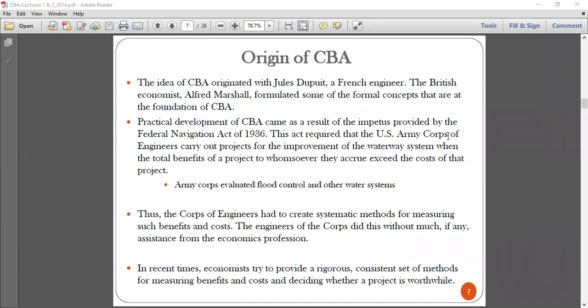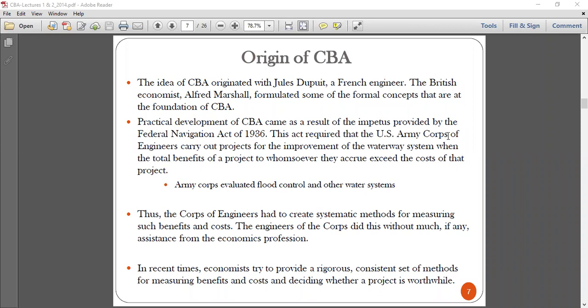And what they were supposed to do was project the cost and then the benefits of the waterways system. If the benefits were more than the cost, then they had to embark on the project. If not, then they had to stop. So the CBE practically started with these engineers. They were using their own systematic methods to measure the cost and the benefits of the waterways system. And the thing is that they didn't actually get any assistant economists, but they were able to use their own methods to do the cost benefits.